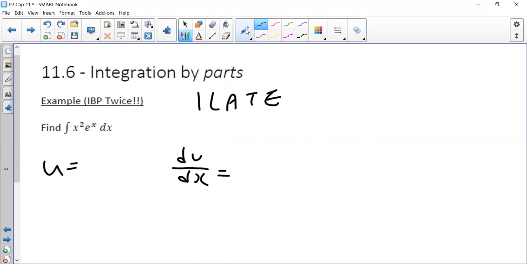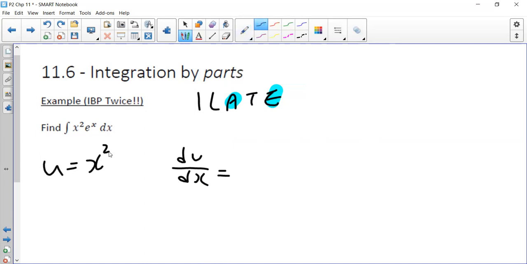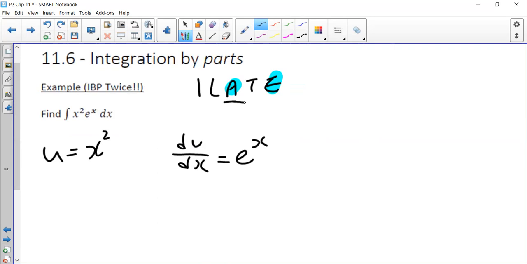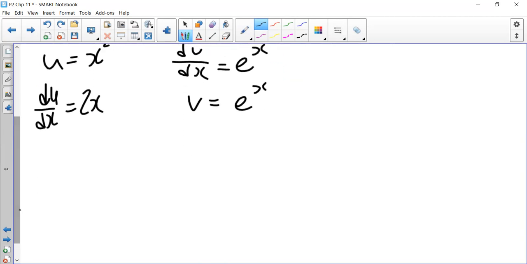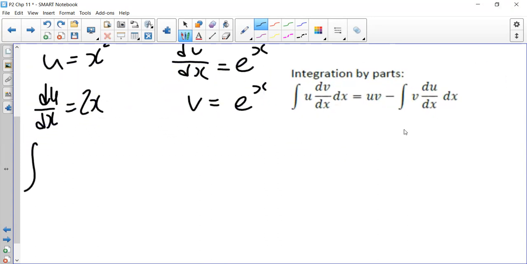So here, x squared is algebra, e is exponential. A comes before e, so u is x squared, and dv by dx is e to the power of x. Remember, we choose whichever letter comes first as u. Then du by dx is 2x, and I need to find the integral of e to the power of x, which is just e to the power of x. Next, I can use the formula. I know, you lazy people, I'm going to paste it for you again, so you don't have to go back and forth to find the formula. Remember, this formula is given in the formula booklet.